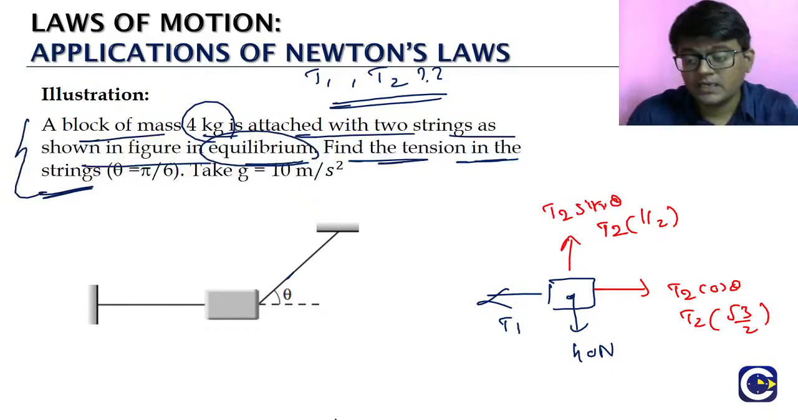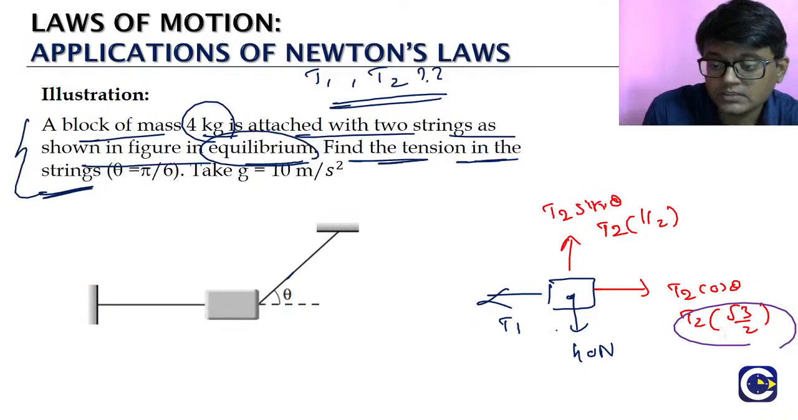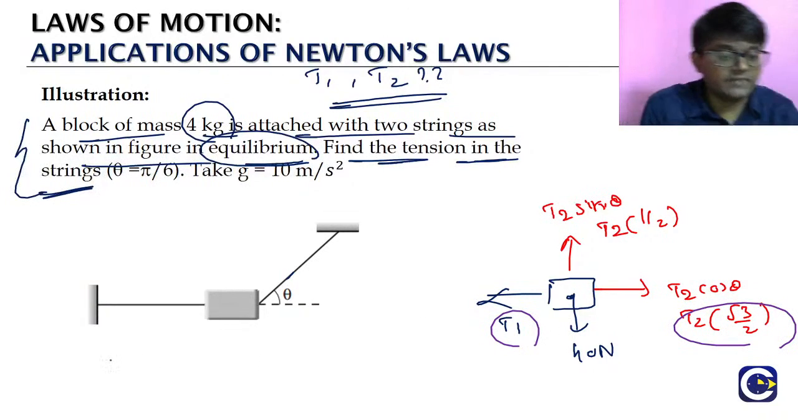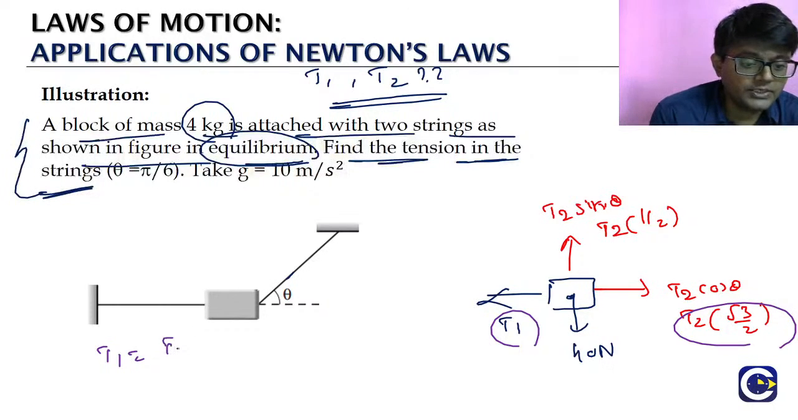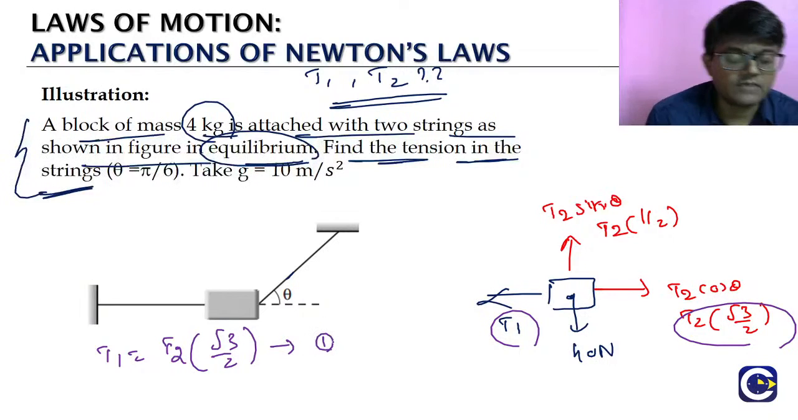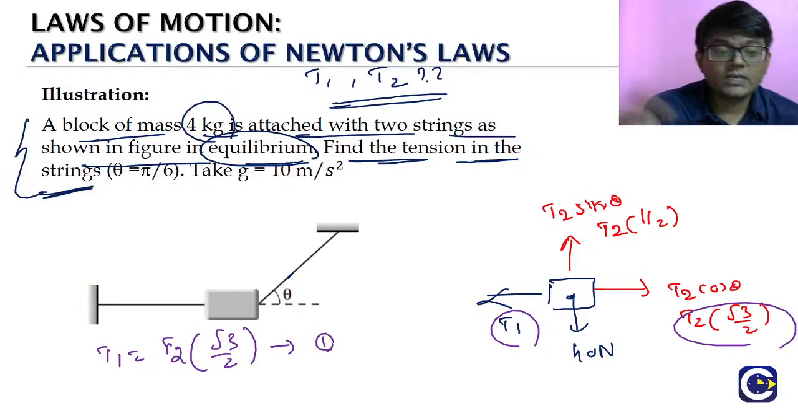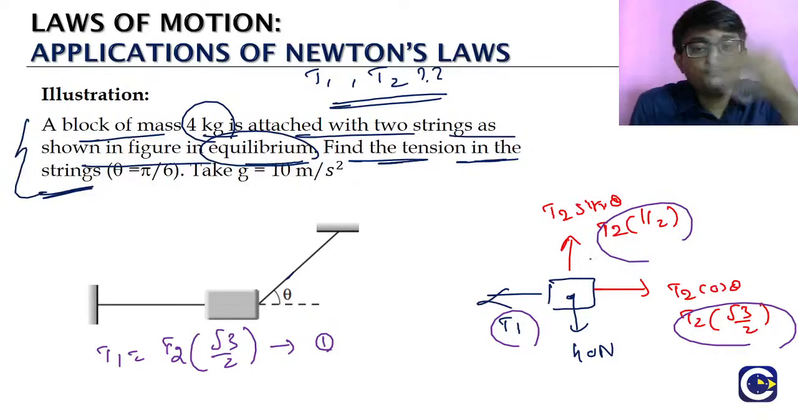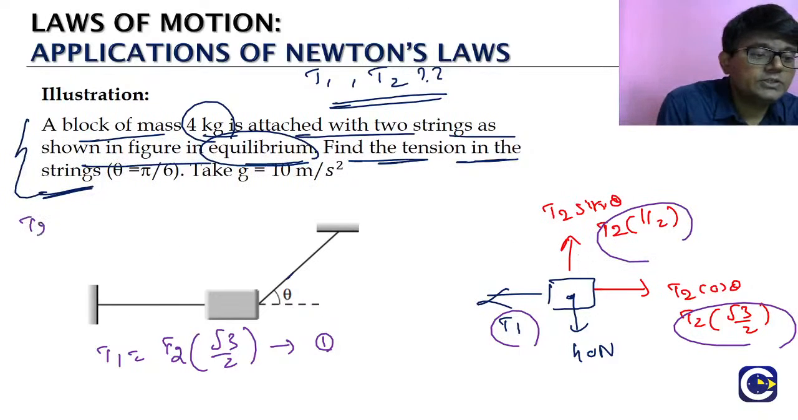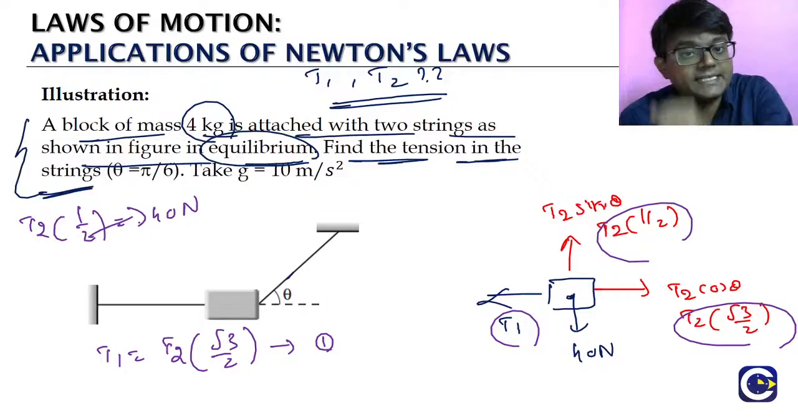What is going to happen along the horizontal means what? Left side there is T1, so the left side force should balance the right side force, means what? T1 is equal to T2 into the root of 3 by 2. Let us call it as equation 1. Vertical, look at the vertical. What is it? Upwards is what? T2 into half is equal to downwards is what? 40 newtons.